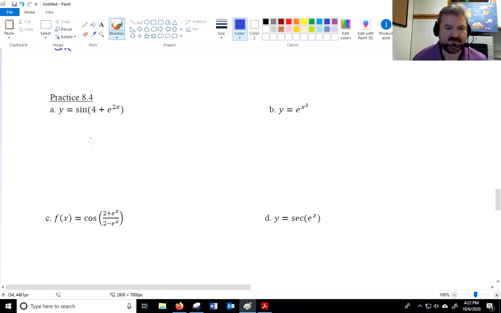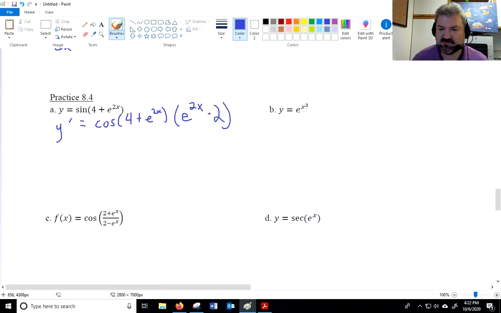All right, so on this one, y prime, the derivative of sine u is cosine u. Keep u the same, times u prime. The derivative of 4 plus e to the 2x, derivative of 4 is 0. The derivative of e to the 2x is e to the 2x times the derivative of 2x, which is 2. E to the 2x times 2.